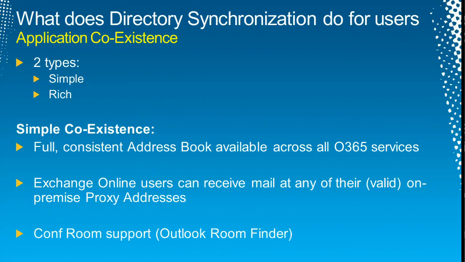With simple coexistence, any user that has a mailbox in the Exchange Online service is going to be able to receive mail at any of the proxy addresses that they have configured in your on-premise Active Directory. There's a caveat to that, and I'll speak to that in a moment. And finally, in Outlook 2010, we provide what we call the Outlook Room Finder feature. It's the bar on the right-hand side while the user is trying to schedule a meeting. By using directory synchronization, we actually move the correct set of metadata across from your on-premise Exchange into the service, so conference rooms work as conference rooms. You can schedule them.